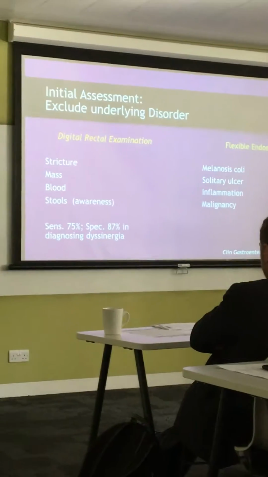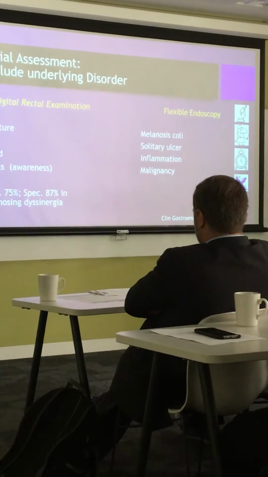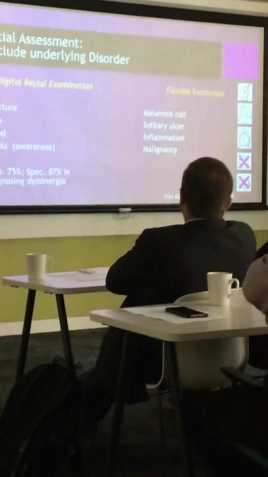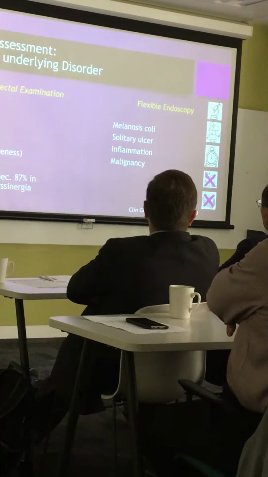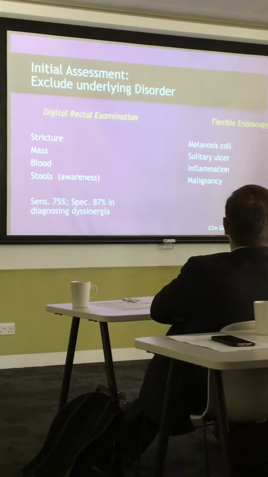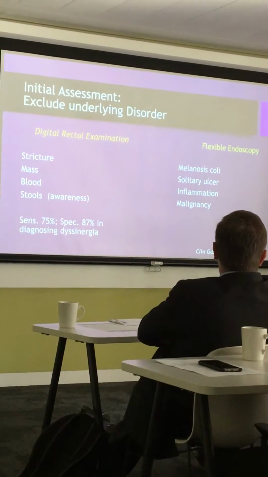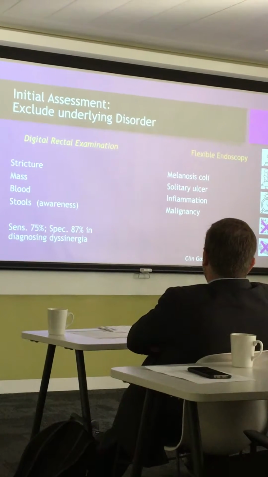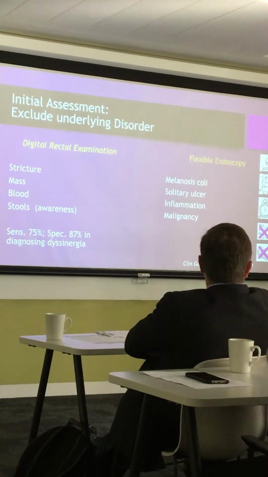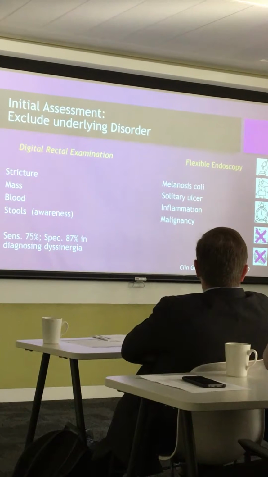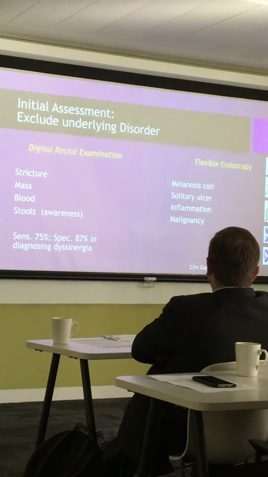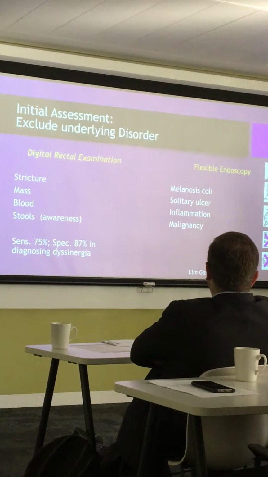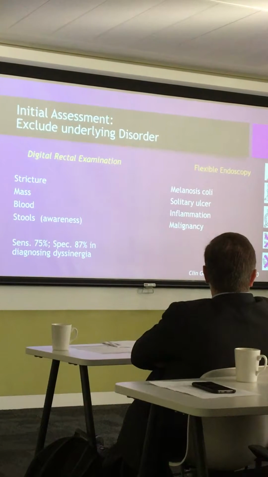What is the initial assessment for any chronically constipated patient? First of all, and we will see through these slides how much we actually can do just in the office the very first time we visit the patient. The first step is always the digital rectal examination, because the main task the very first time we see the patient is to exclude any underlying disorder. So digital rectal examination is fundamental, and it can reveal strictures, masses, blood, or the presence of stools.